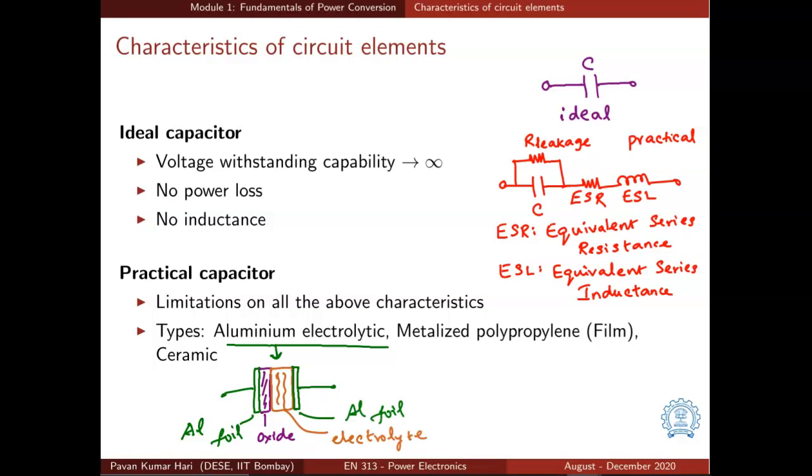When there is current flowing through a resistor, there will be power loss. So there will be power loss in this ESR typically, because the leakage resistance is very negligible. So most of the current flows through the capacitor, the ESR and the ESL. So the capacitor RMS current squared multiplied by ESR will give the power loss, and that will cause the temperature rise of the core of a capacitor.